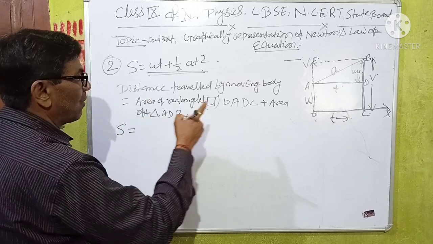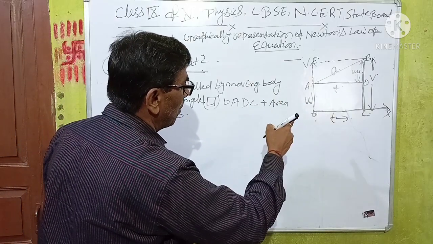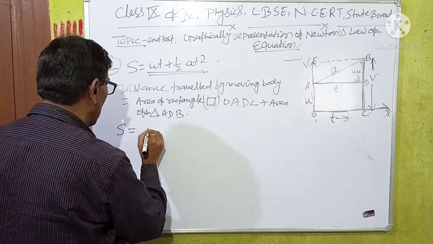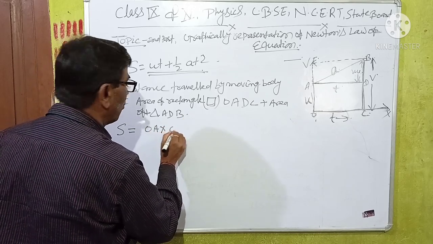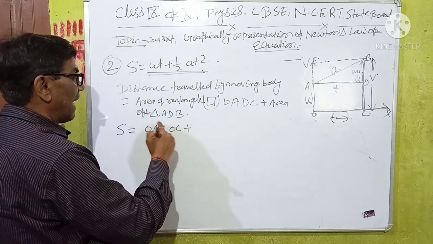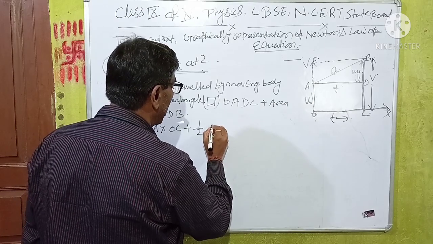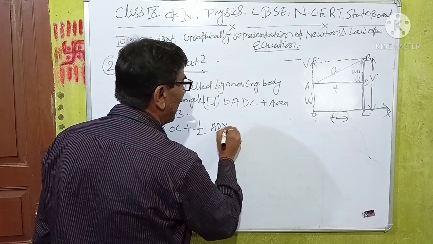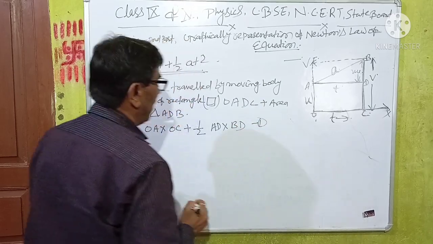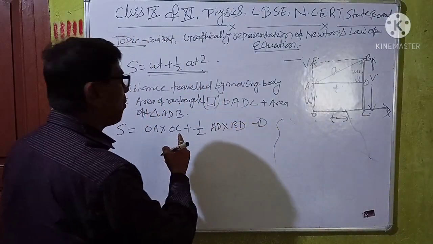So S is equal to the area of the rectangle OADC, which is length into breadth, meaning OA into OC, plus the area of the right angle triangle, half into base into height. Base represents AD and height represents BD. This is equation first.